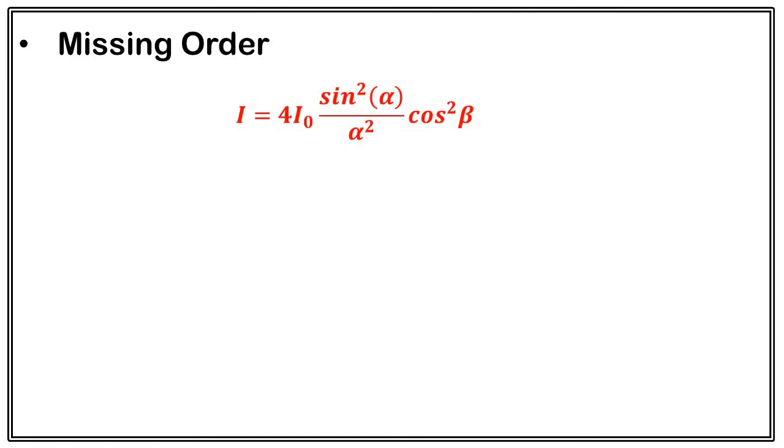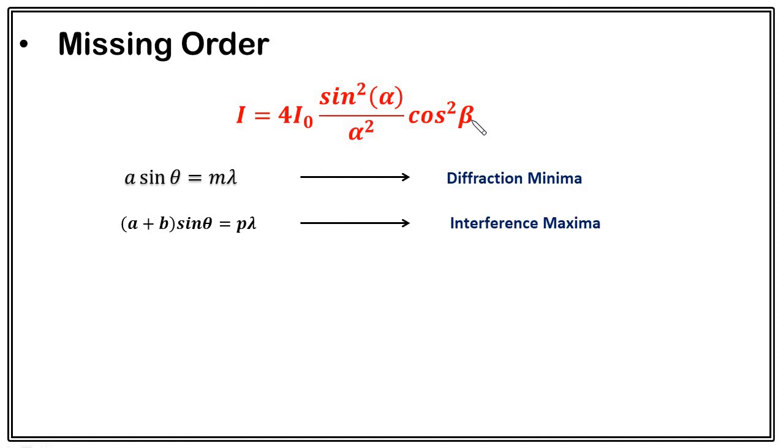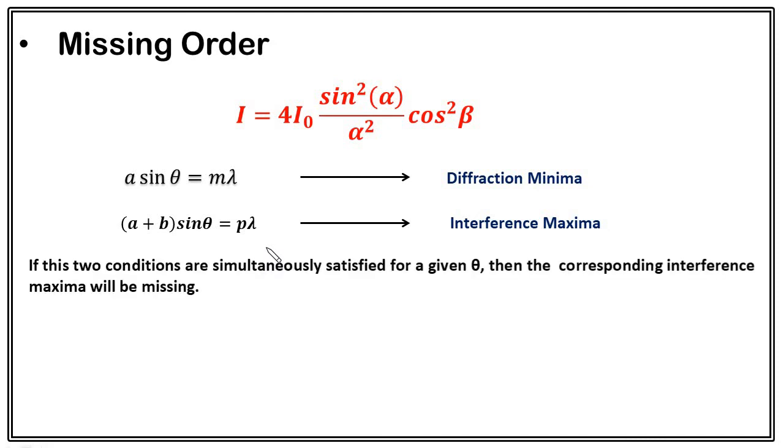What is that? Here we know the first part is for the diffraction and the second part is for the interference. This is the condition for diffraction minima and this is the condition for interference maxima. If you look at the equations carefully, for a particular value of theta, depending upon the values of m and p, both conditions can be satisfied simultaneously. So if two conditions are simultaneously satisfied for a given value of theta, then the corresponding interference maxima will be missing.